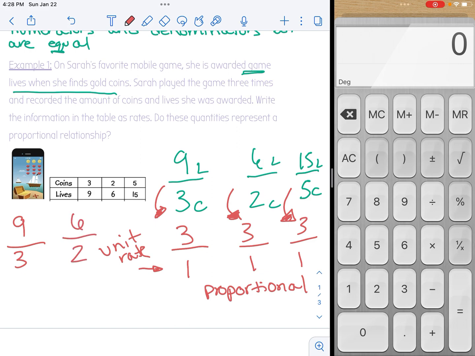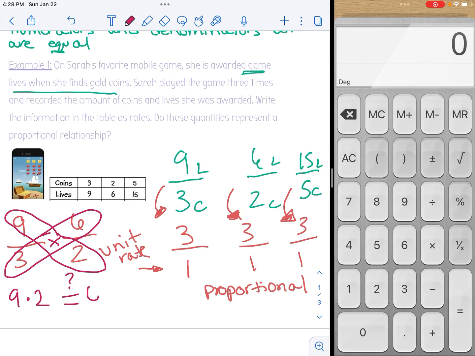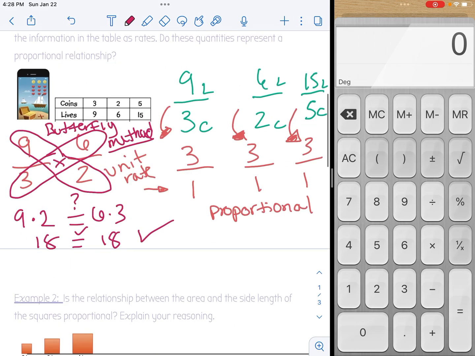So for instance, I'm going to just use our first 2 fractions first. I'm going to draw my little butterfly wings by circling my diagonals, and I'm going to use multiplication here. So that means I'm going to multiply 9 times 2, and I'm going to see, does this equal 6 times 3? And it does, because 9 times 2 is 18, and 6 times 3 is 18. So we can say those 2 fractions are proportional. So you can either use the butterfly method, where you cross multiply to see if they are equivalent, or you can find the unit rates and compare.